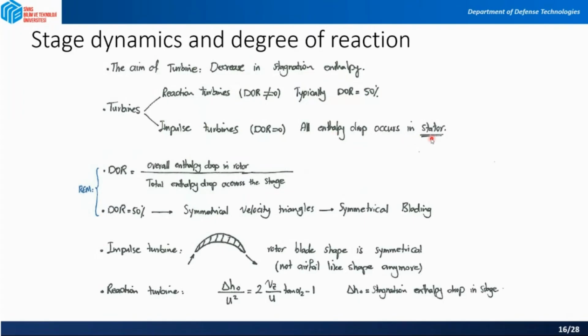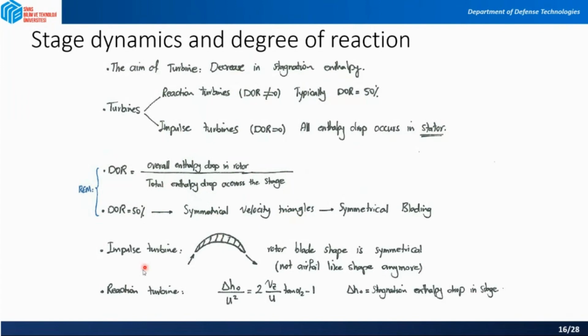drops in your stator. And if you remember, your degree of reaction was defined as the overall enthalpy drop in rotor per total enthalpy drop across one stage. So the degree of reaction equal to 50% means that you have symmetrical blading or the symmetrical velocity triangles.